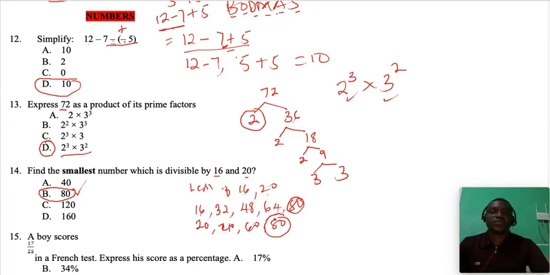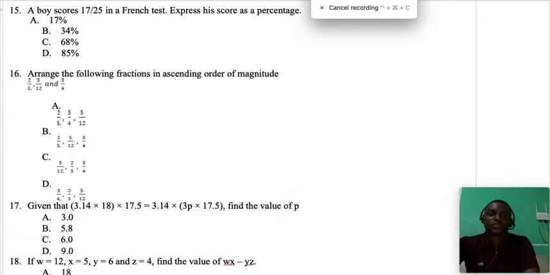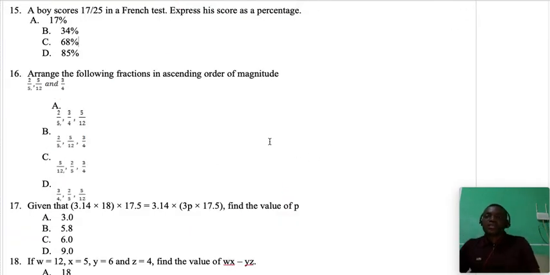So let's move on to question 15. A boy scores 17 over 25 in a French test.